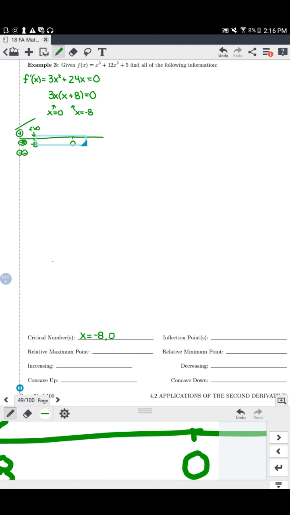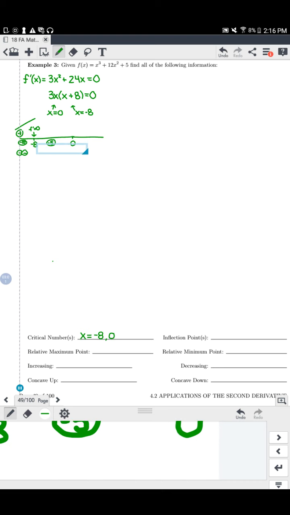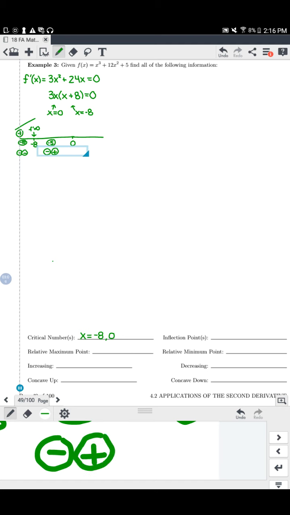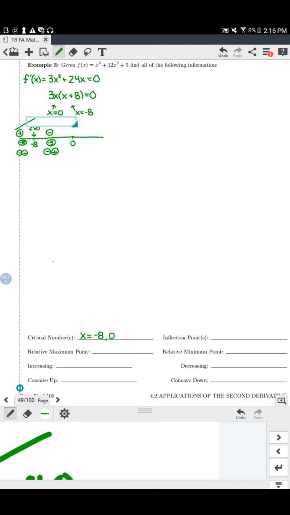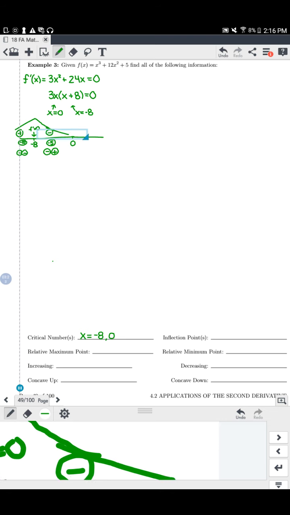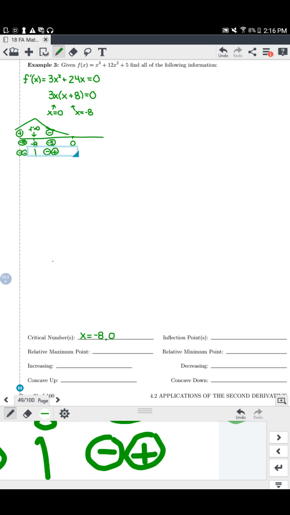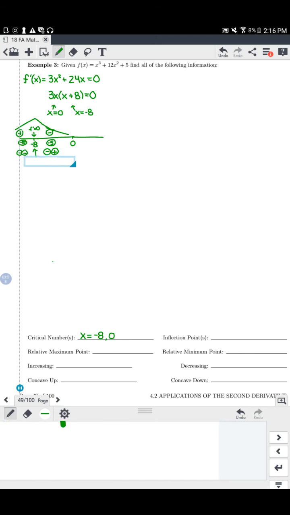Looking at the sign of the first derivative, I'm going to plug in any number between -8 and 0. I'm going to plug in -5. So 3 times -5 is a negative, and -5 plus 8 is a positive. So negative times a positive is going to be negative. So I went from increasing and now I am decreasing on this whole interval. So my first critical number is a relative extrema because I have a sign change. And to go from increasing to decreasing, this must be a relative max.